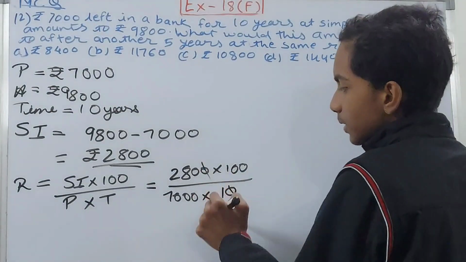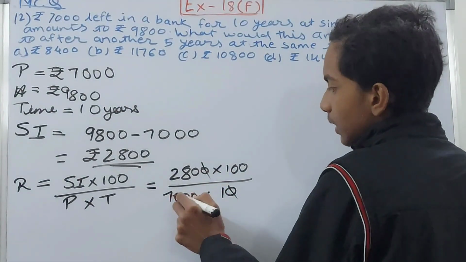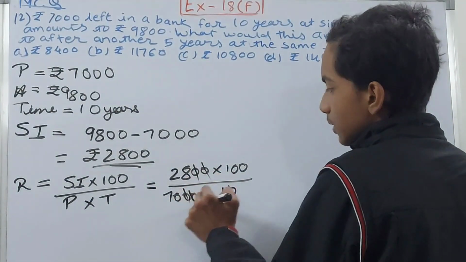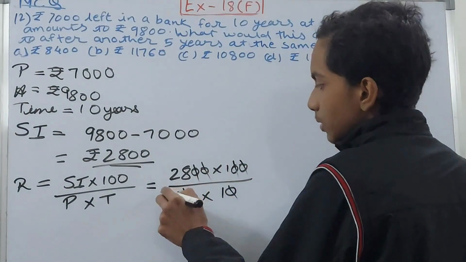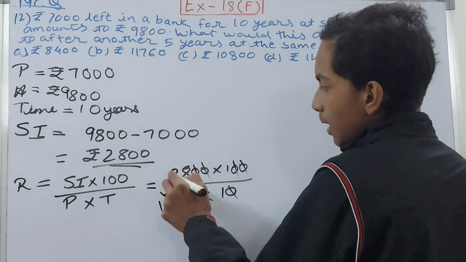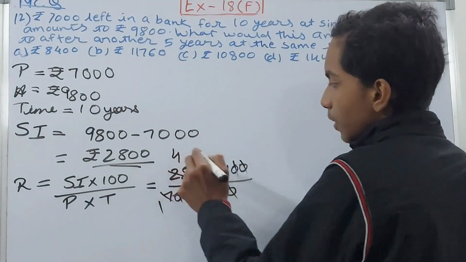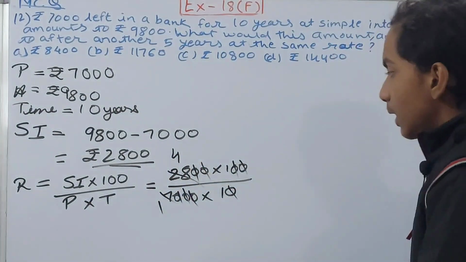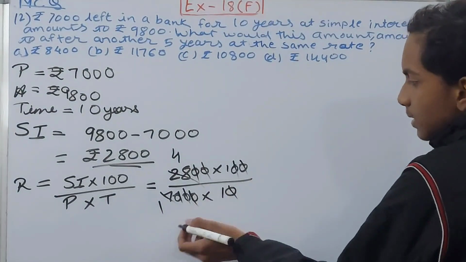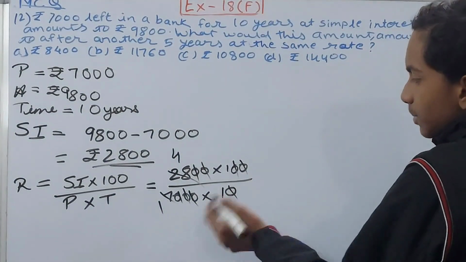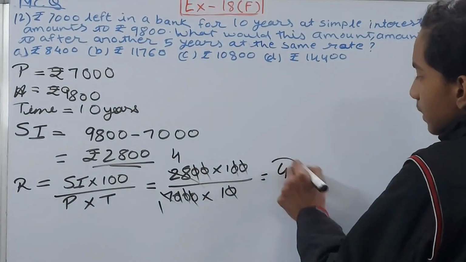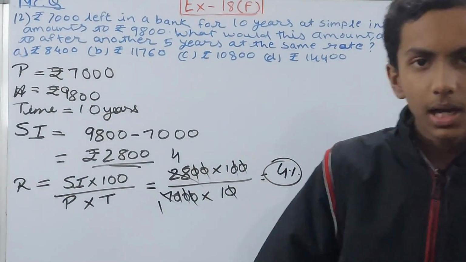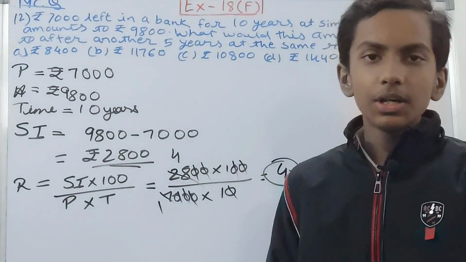Cut this 0, cut this 0, and cut the other zeros, all zeros cut. So 7 also will be cut, and 28 will go 4 times by 7 only. Now 4 into 1, nothing else is left, the denominator has become 1, so 4 into 1 is 4%. This is our rate of interest. Now we have found out the rate of interest.